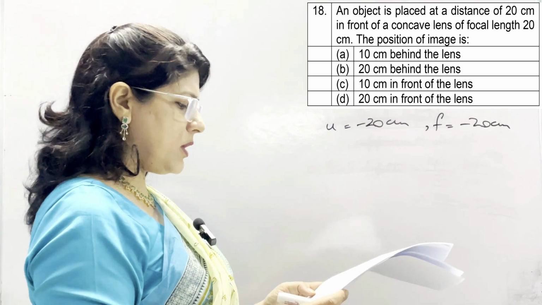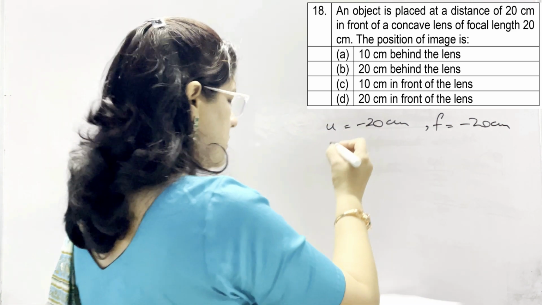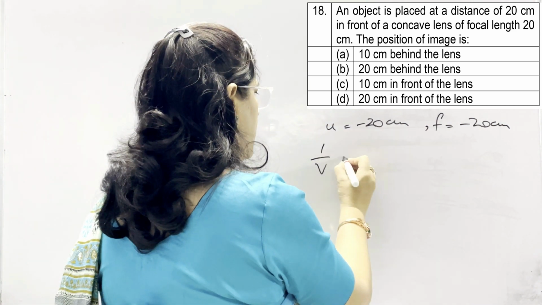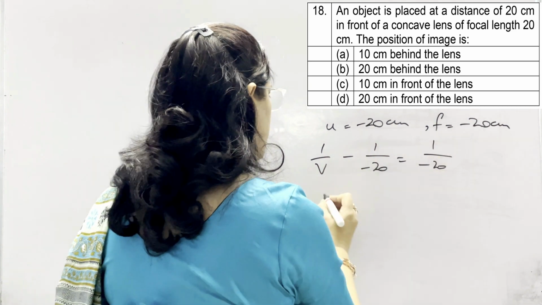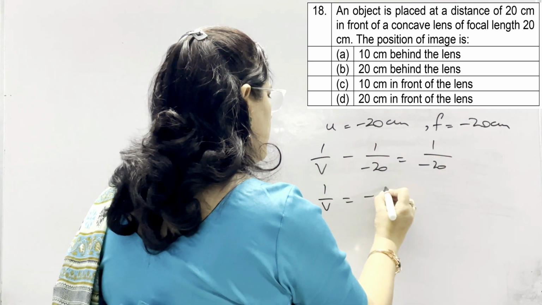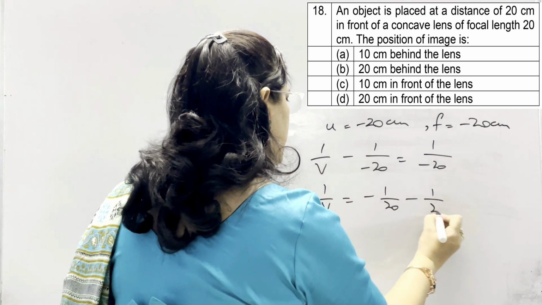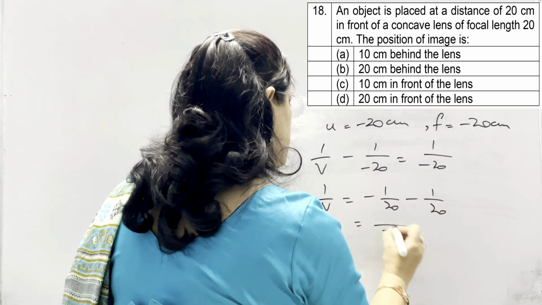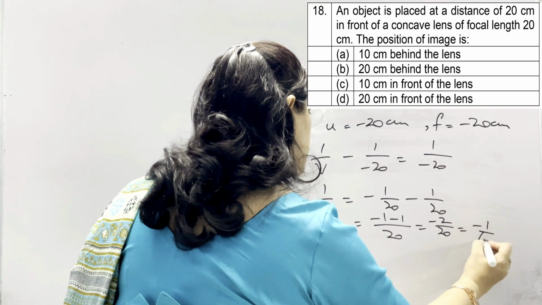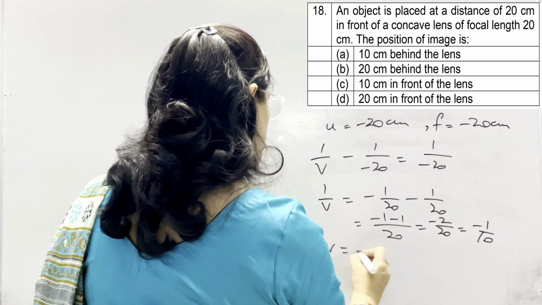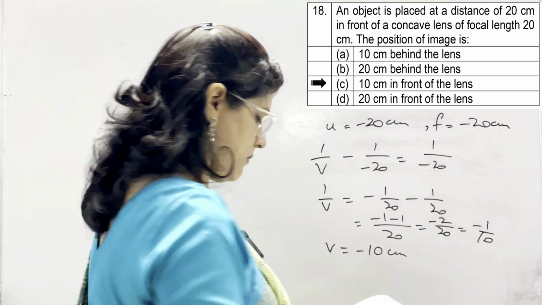And the position of the image is... Now for the solution, 1 by v minus 1 by u is equal to 1 by f. 1 by v is equal to minus 1 by 20 and minus 1 by 20. 20 is the LCM, minus 1 and minus 1, minus 2 upon 20, it means minus 1 upon 10. So v is equal to minus 10 centimeter.